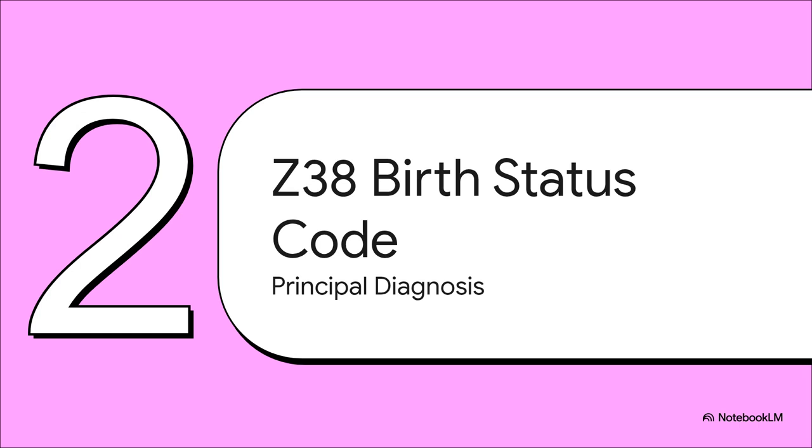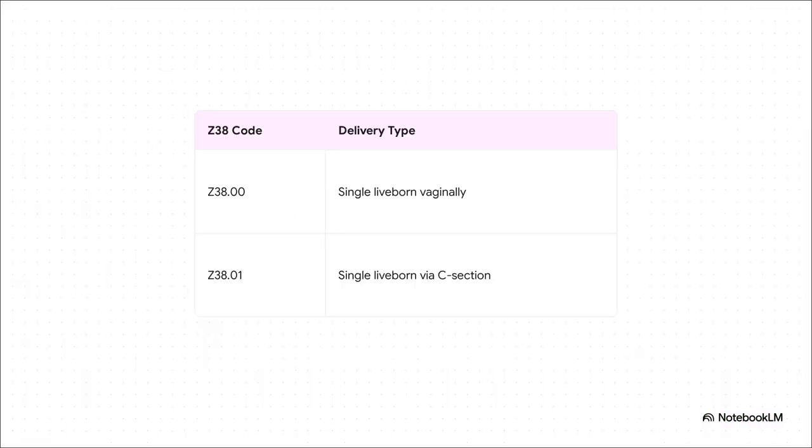Moving right along, Section 2, Z38 Birth Status Code. You absolutely must assign a code from category Z38 as the principal diagnosis on the initial birth record of every single newborn baby. For example, Z38.00 tells us we have a single live-born infant delivered vaginally in the hospital, while Z38.01 indicates a delivery via C-section. Putting this code first immediately tells the DRG grouper exactly what kind of admission we're looking at. It's the foundation of the whole claim.